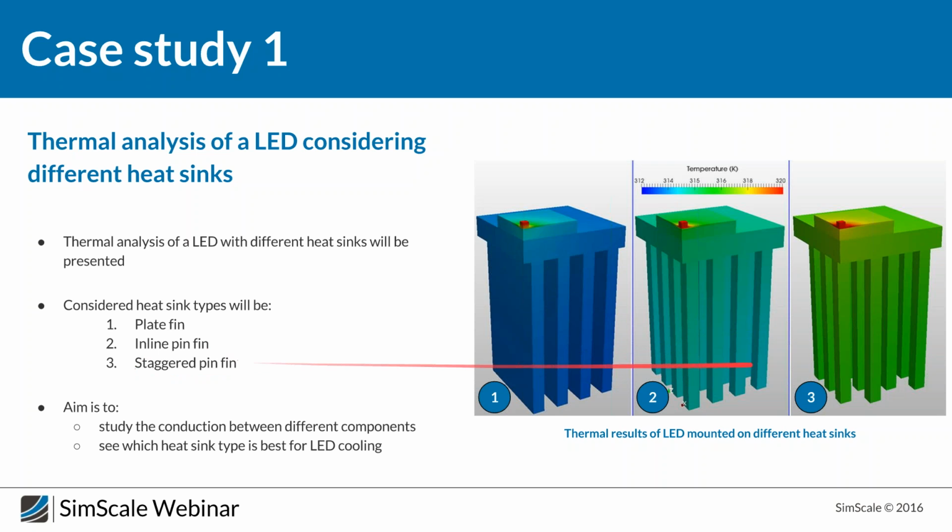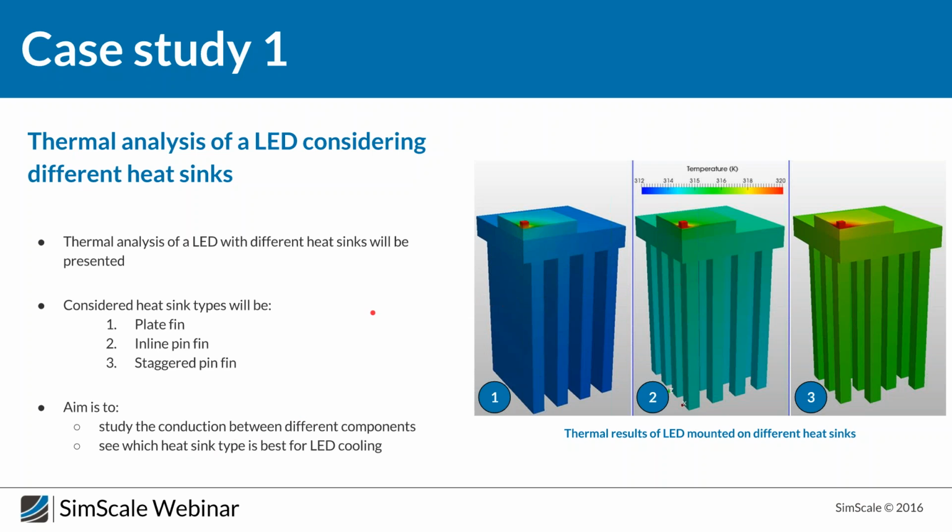The third one is the same thing here, but it's staggered, so every pin is not in front of the other, like in a zigzag fashion. So these are the third cases which we will study. The aim of this is to study the conduction between different components and different materials here. The other really important thing is to see which heat sink type is best for the LED cooling in this case.